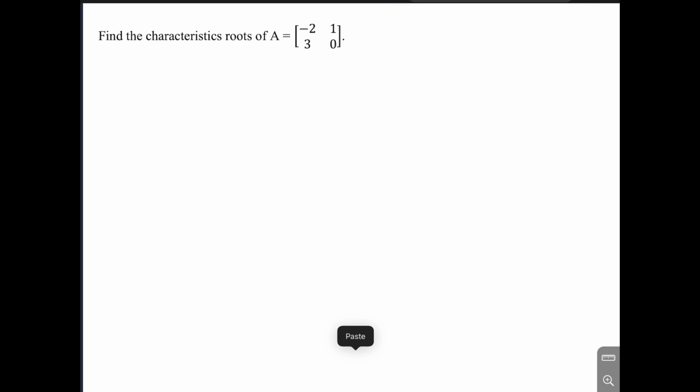Next problem. Find the characteristic roots of A equals minus 2, 1, 3, 0 here. So first of all, we'll try to find out what we mean by characteristic equation here and then roots here.